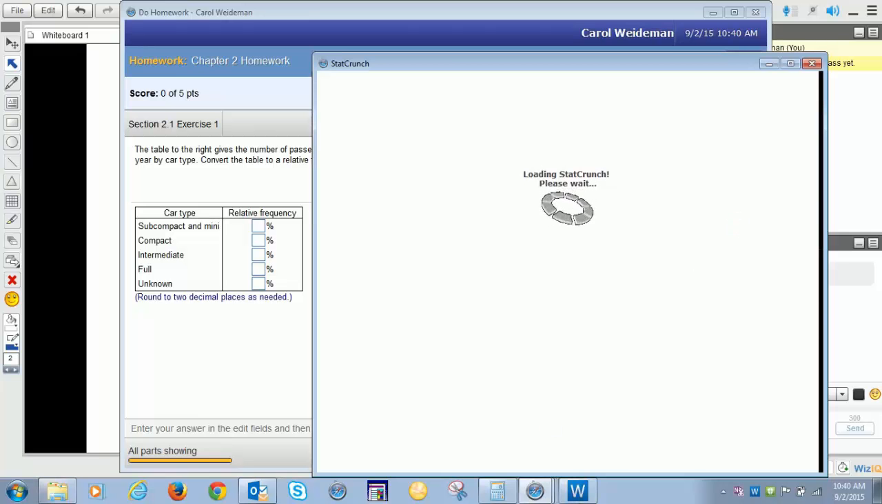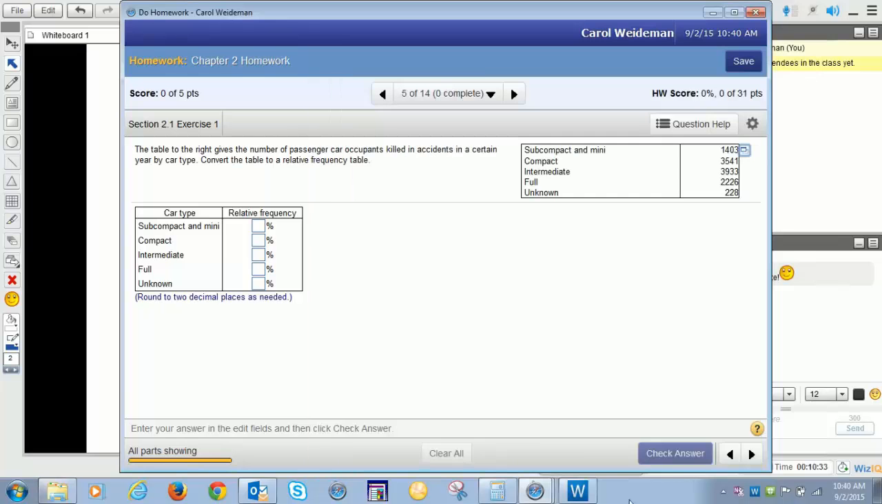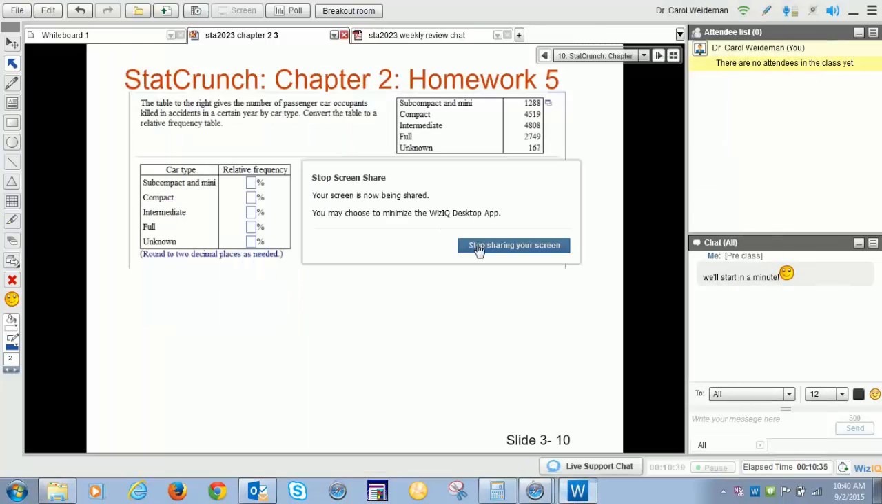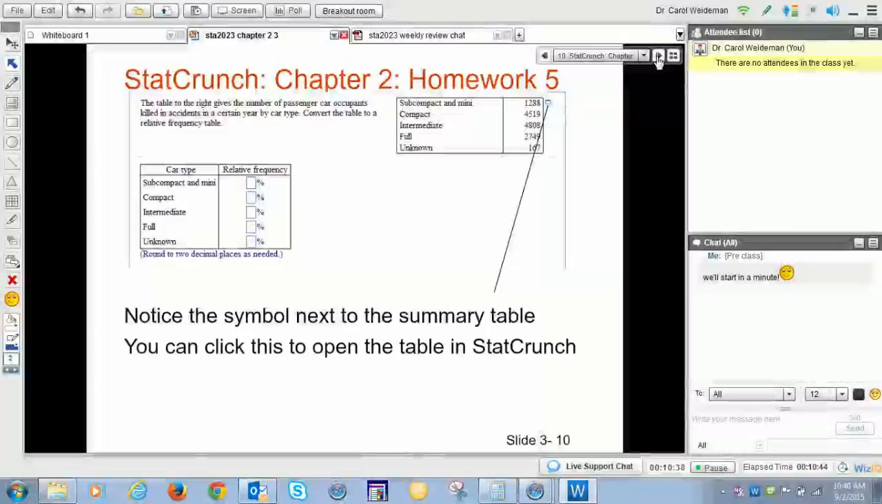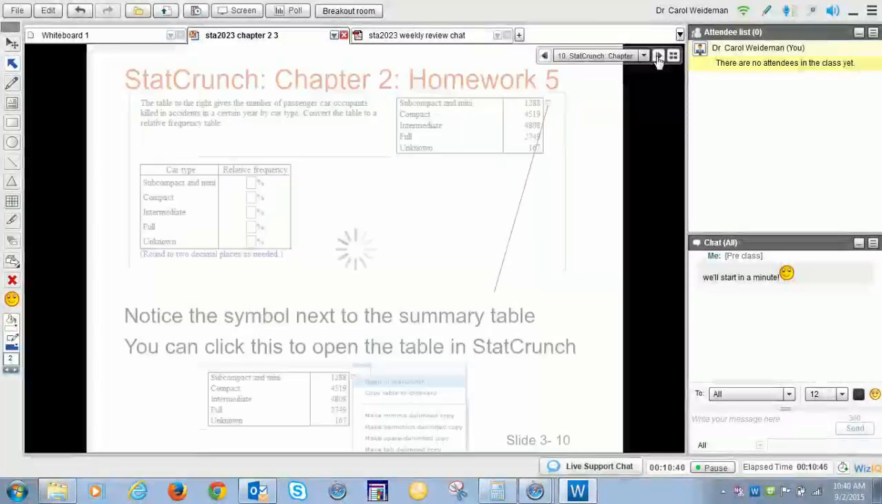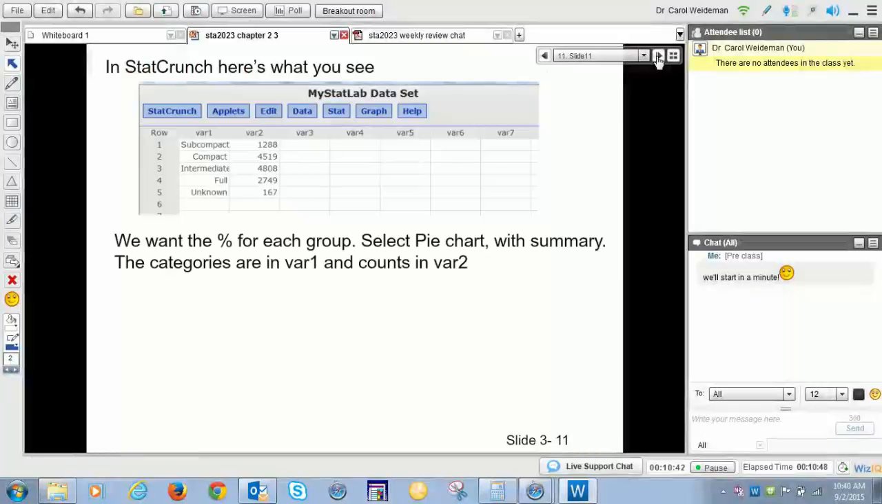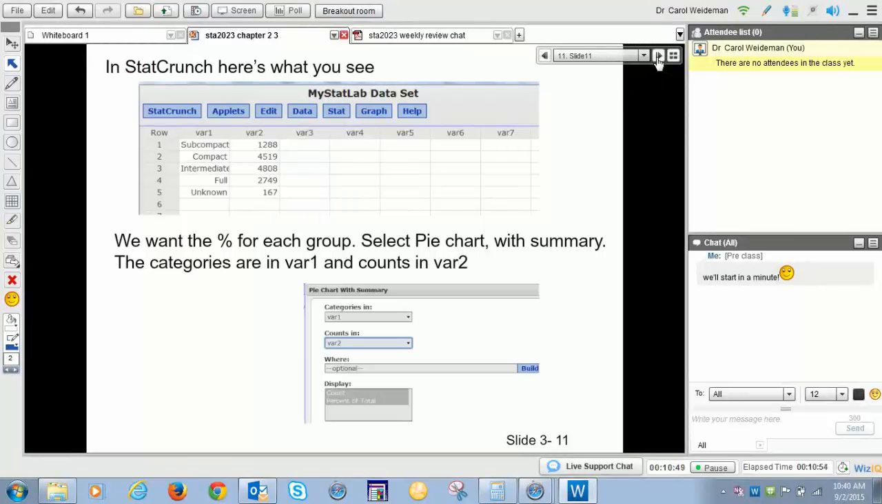I'm going to go back to what I just showed you, which was click here and you can open up that data in StatCrunch. Then what I did in StatCrunch is I wanted the percent for each group. You could total these up and calculate the percent. You could also do that in Excel. But I did it another way. I did it with a pie chart with summary.